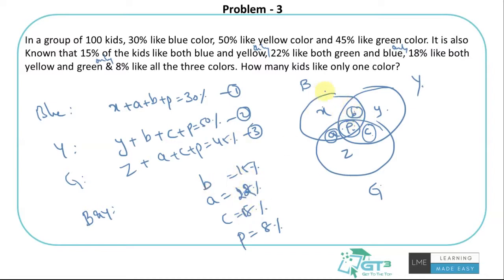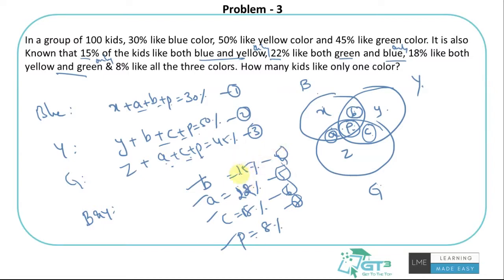B is people who like both blue and yellow. Blue and yellow is liked by 15%. 22% like both green and blue. Green and blue is A, that is 22, and C is 18% who like both yellow and green, and 8% like all three colors. So they gave us B, A, C, P. So I can substitute here A, C, P, B, C, P, A, B, P to get X, Y, and Z. I know all the values, that is, as I said, 7 equations, 7 variables. That's good enough for me to answer it.